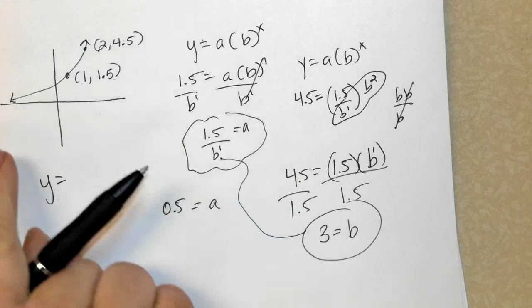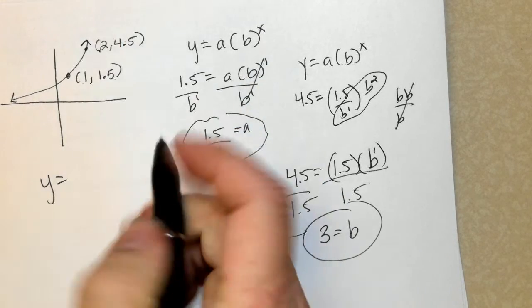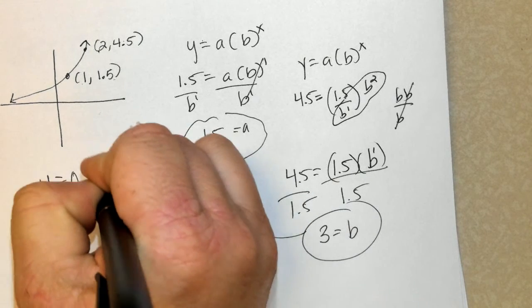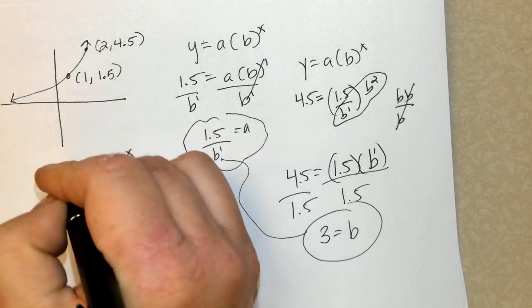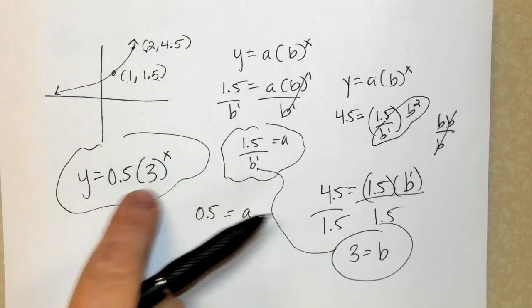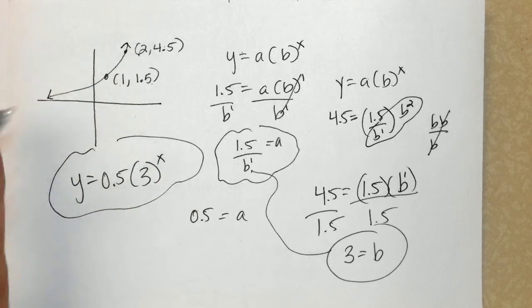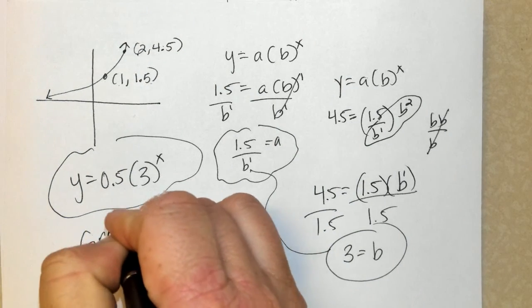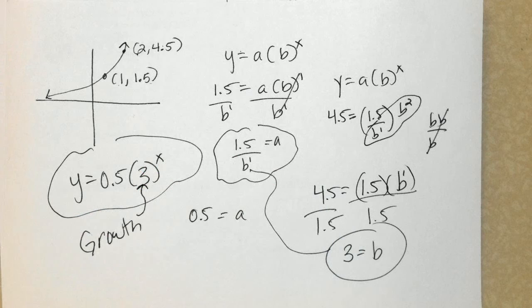So my final equation that models this graph is y equals, your a is 0.5 or 1/2, the b is 3. Remember, it's not x minus 1. This would be my answer. Now, is this growth or decay? Well, from left to right, it is going up, so it is growth. What's another way to be able to tell that? This common ratio is greater than 1.